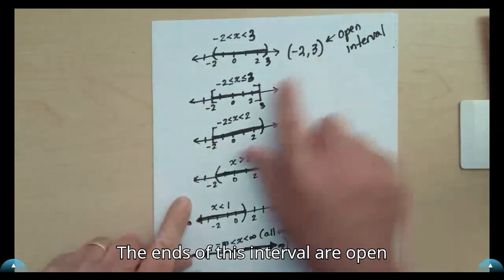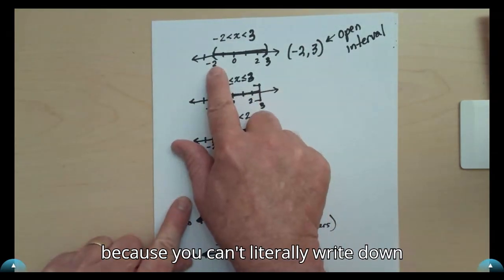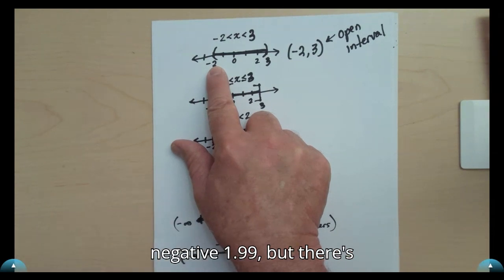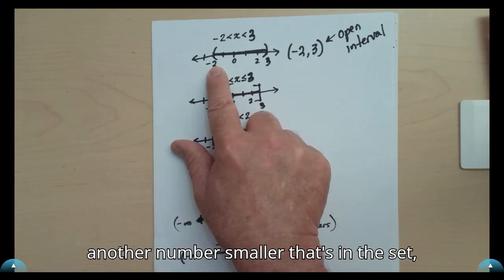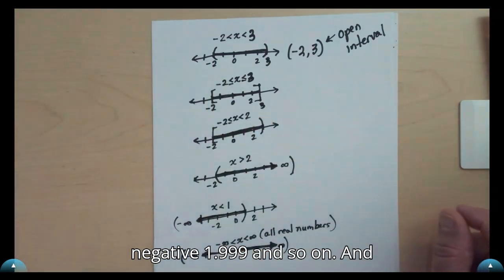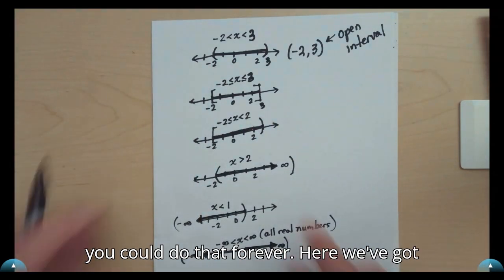The ends of this interval are open because you can't literally write down the smallest number in the set. You know, -1.99, but there's another number smaller that's in the set, -1.999, and so on. And you could do that forever.